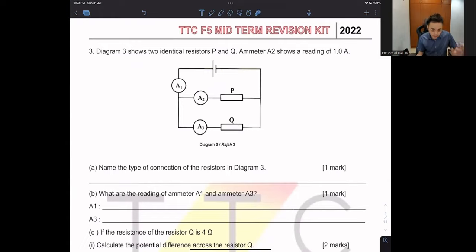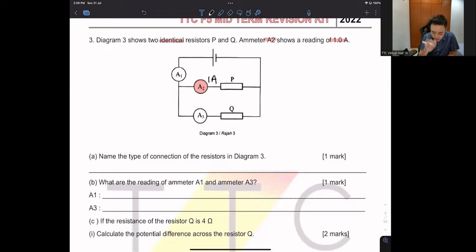Okay. Now, number three. Diagram 3 shows two identical resistors P and Q. Identical means same, everything same. As in what? Resistance same, normally when they say so. When they say identical, they are trying to tell you that they have the same resistance. Ammeter A2 shows the current is 1.0 ampere. Okay, A2 is over here. They say 1.0 ampere, means 1 ampere actually. All right, now next one: name the type of connection of the resistors. What kind?